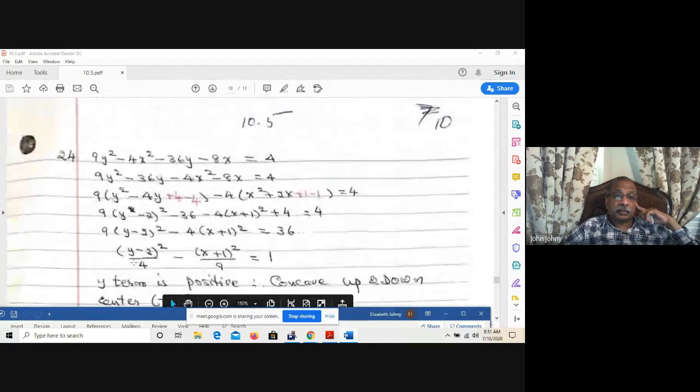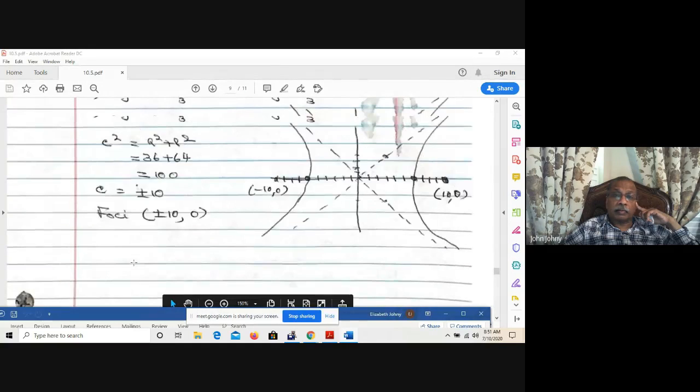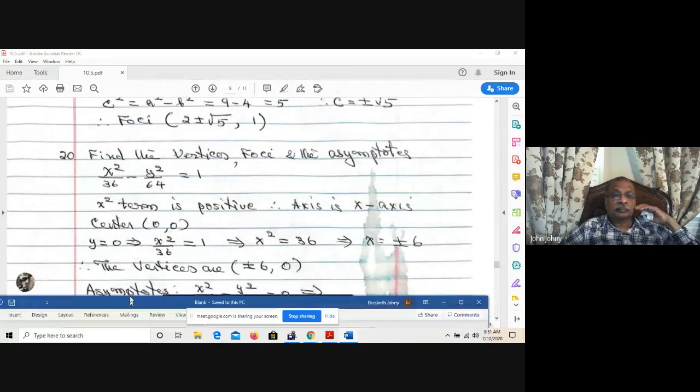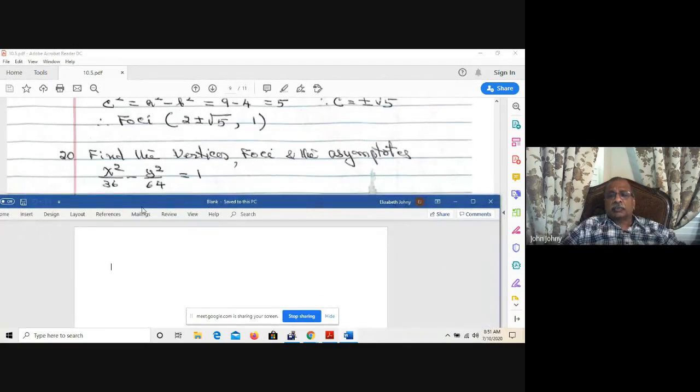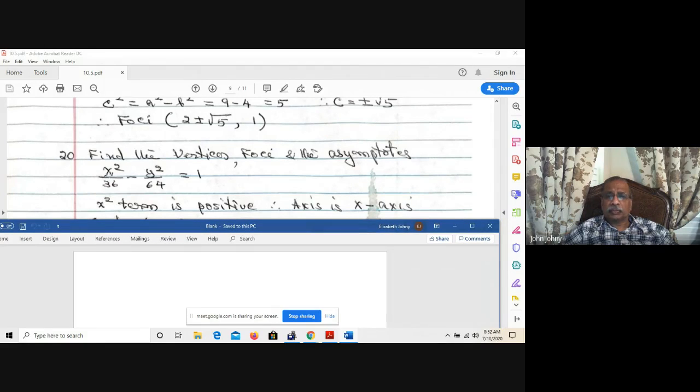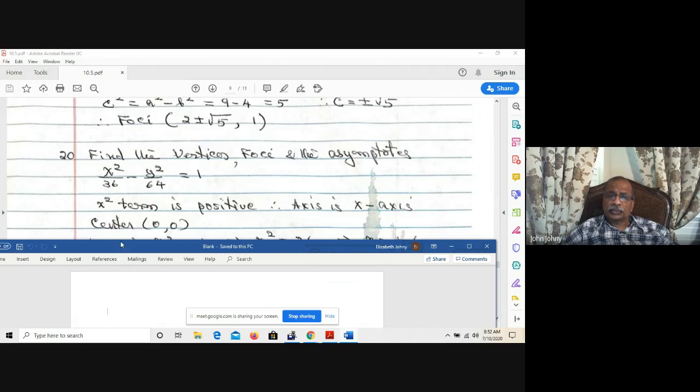Question number 20. Find the vertices, foci and the asymptotes. X square over 36 minus y square over 64 is equal to 1. You compare it with the standard form. The x square term is positive. So the axis is the x-axis. And now the center is 0, 0 because no number is subtracted from x and y. So center is 0, 0.